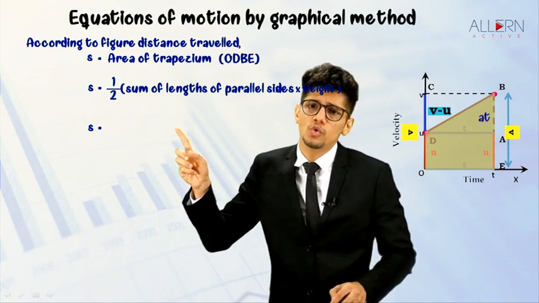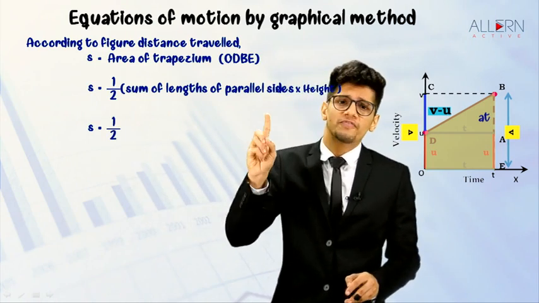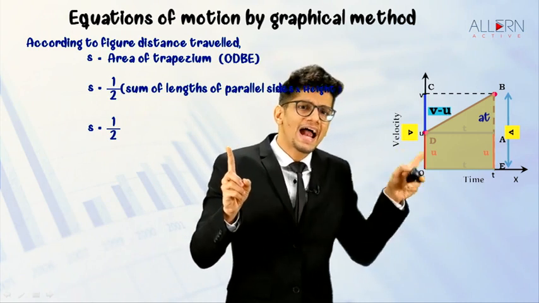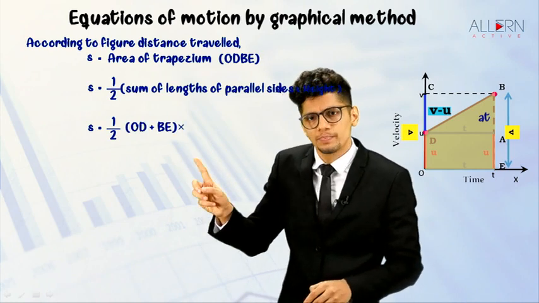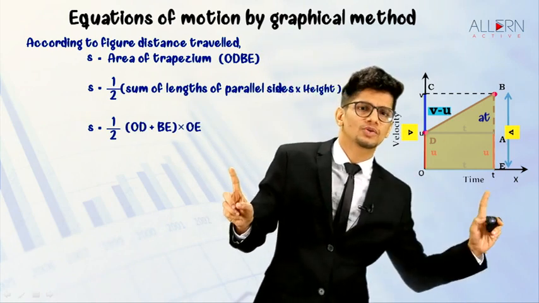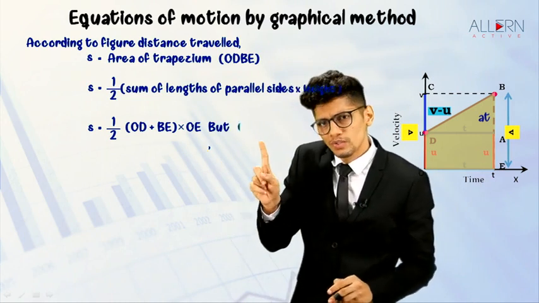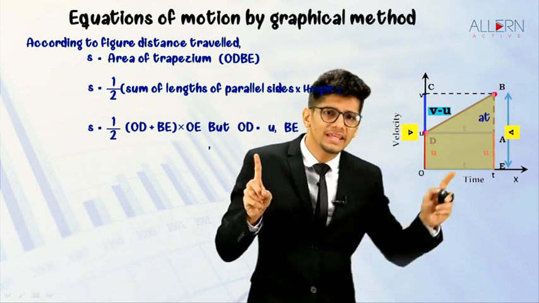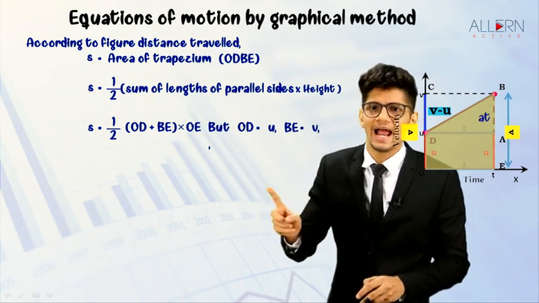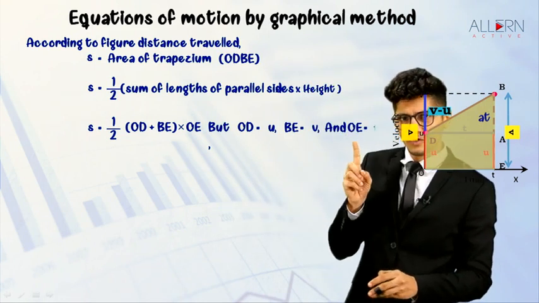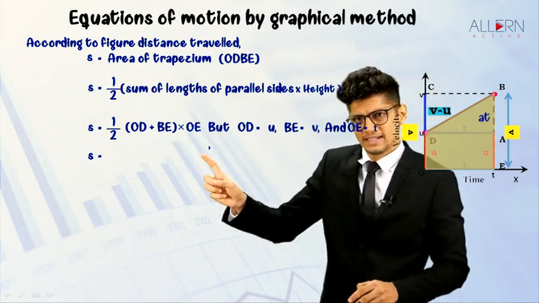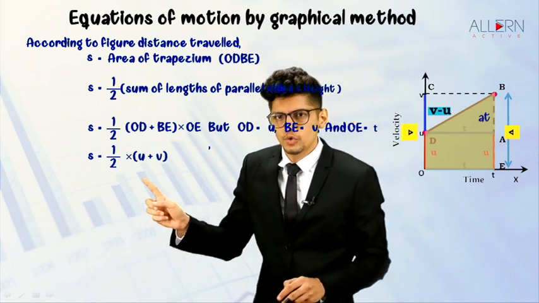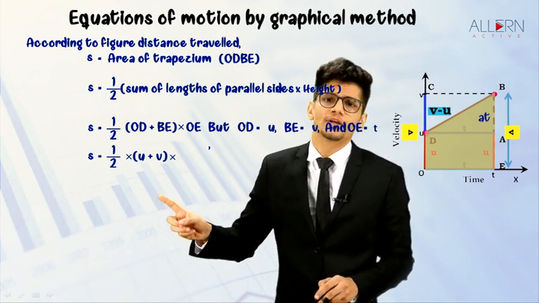So S is equal to half, we'll write half as it is, into the sum of parallel sides. We have two parallel sides over here, right? We have this side, which is OD, and we have BE. So OD plus BE into height, which is OE, right? Now we know that the value of OD is equal to U. The value of BE, where is BE? There is BE, is nothing but V. And OE is equal to T. So we'll substitute the values. We get half into OD plus BE, that is U plus V, into OE, and OE is nothing but T.